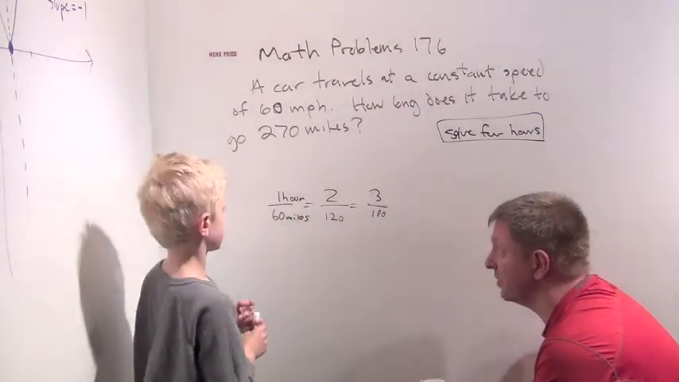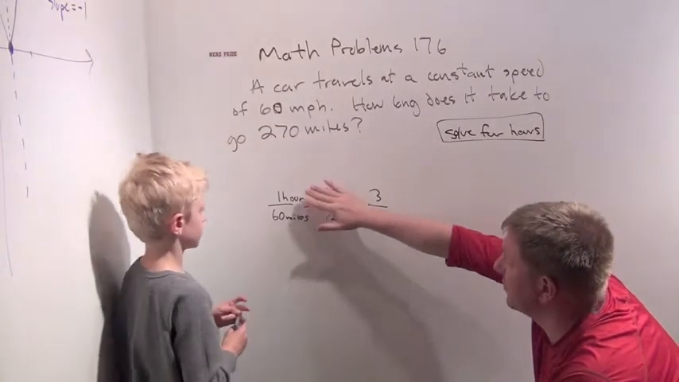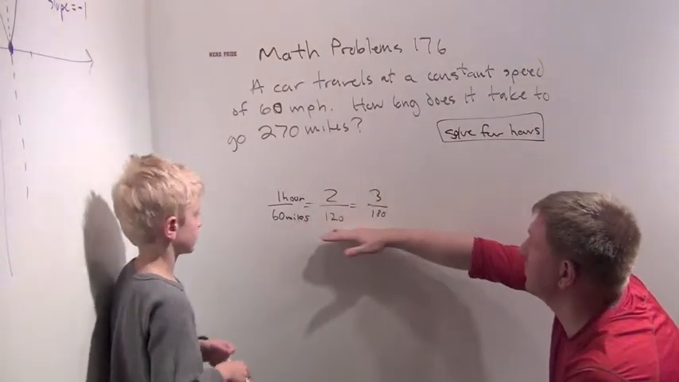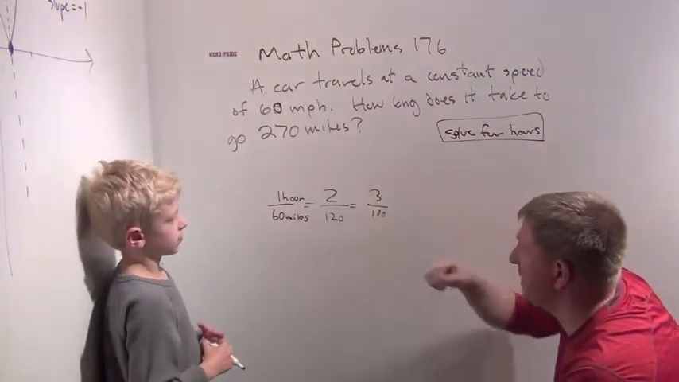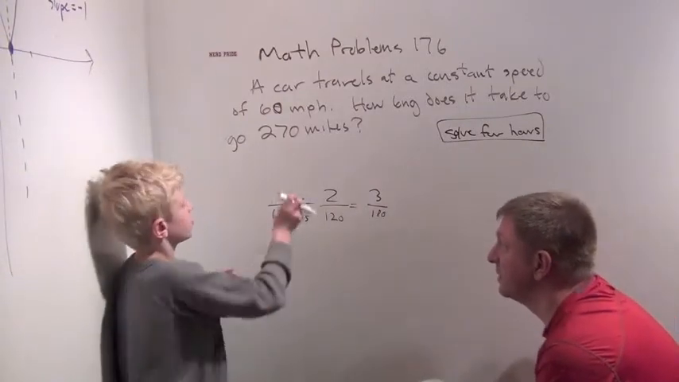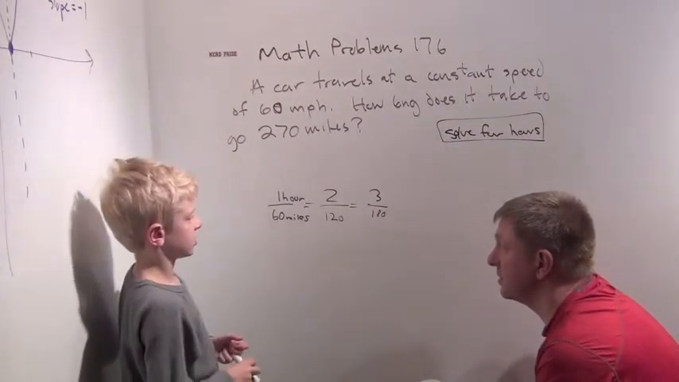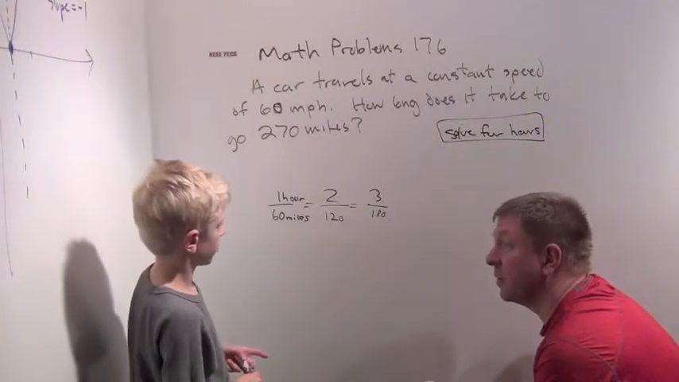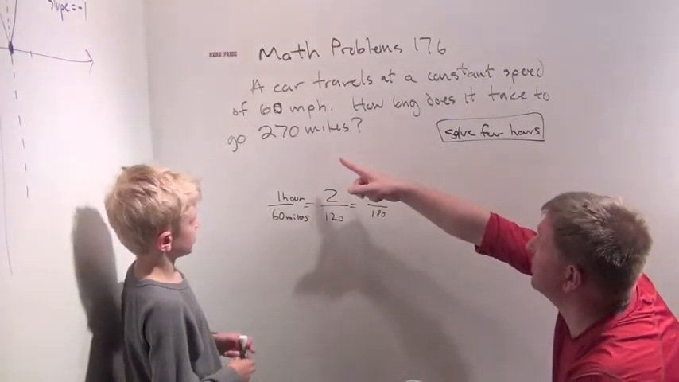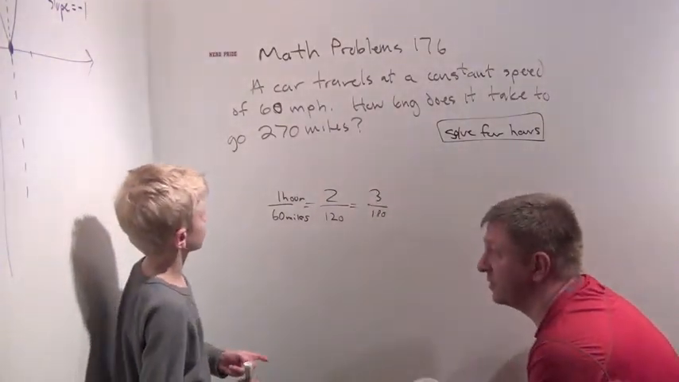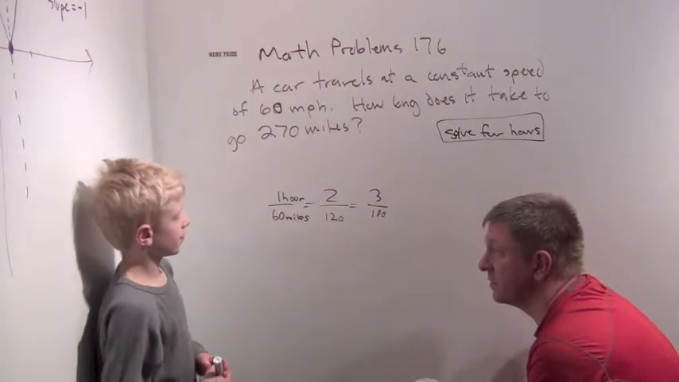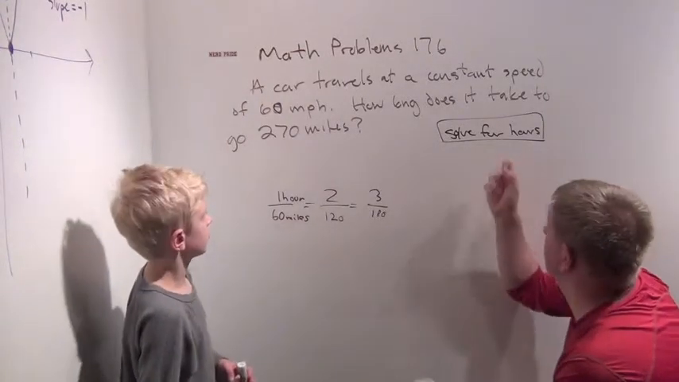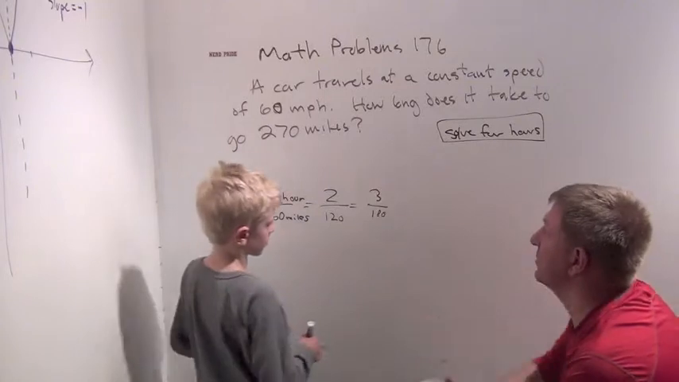Yeah. All right, so this is how they were talking about it in the book. 1 hour, it goes 60 miles. 2 hours, it goes 120 miles. 3 hours, it goes 180 miles. What are we trying to solve for? 270 miles. Well, we know that's how far it goes. What are we trying to solve for? We're trying to solve for the time. For the time. Okay, so what do you want this to be equal to?